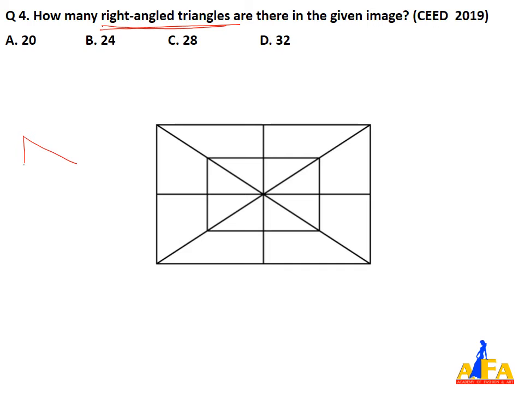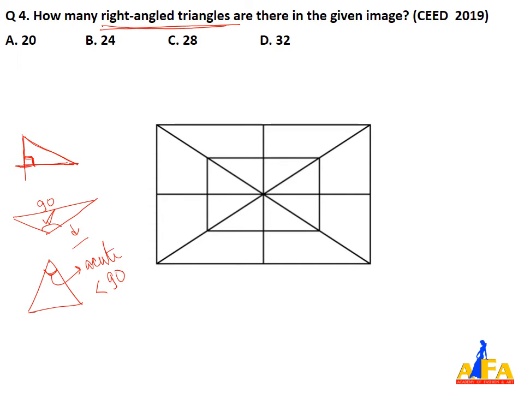So what is a right angle triangle? A right angle triangle has a line which is perpendicular to another line and forms 90 degrees. Okay, perpendicular is the same, forming 90 degrees to another, so triangle. So this is not a right angle triangle because this angle is more than 90 degrees and this is called an obtuse angle. Okay, this is an acute angle. An acute angle is less than 90 degrees. An obtuse angle is more than 90 degrees.